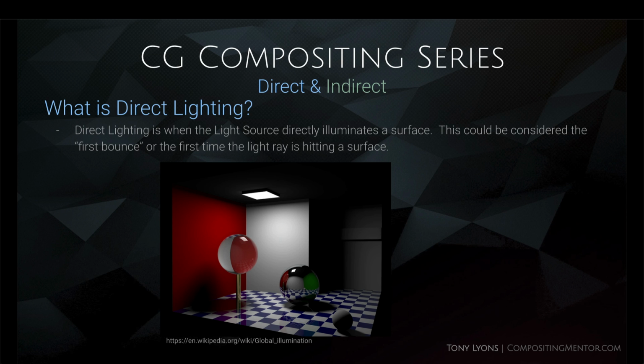So we'll just start off with direct. What is direct lighting? Direct lighting is when a light source directly illuminates the surface. This could be considered the first bounce, or the first time the light ray is hitting a surface. So if you shoot a ray of light from the light source, the first time it hits the wall will be considered direct lighting. You could say that that pixel or that spot on the object is within the direct view of the light source and is receiving some of that light.